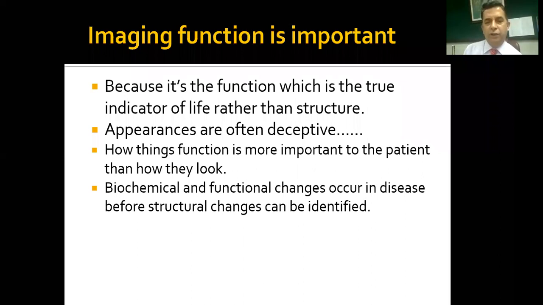particular organ. For example, a paralyzed hand is as good as a normal hand structurally, but it has got no function. So that's why the paralyzed hand has got no significance to the person who is having that arm or that hand. So the function is very important to the patient. Then the important thing is that biochemical or functional changes occur much earlier than the structural changes. So if you can identify the biochemical or the functional changes, you can pick up the disease at an early stage.